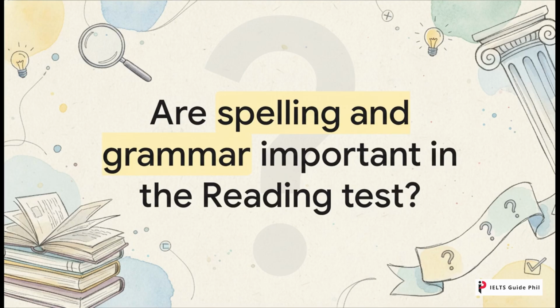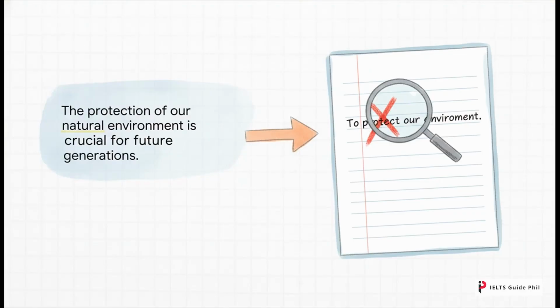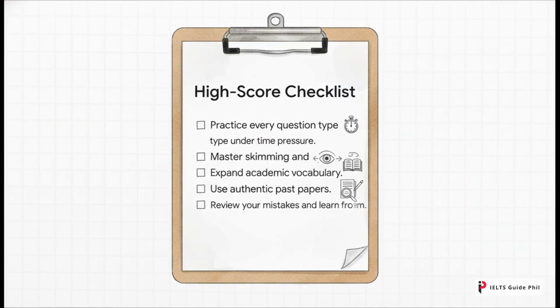So, does your own writing on the answer sheet actually matter? The answer to that is a resounding yes. If you copy a word from the passage but you spell it wrong on your answer sheet, the answer is marked wrong, period. There's no partial credit. Accuracy is everything. So here it is, your final checklist for success.